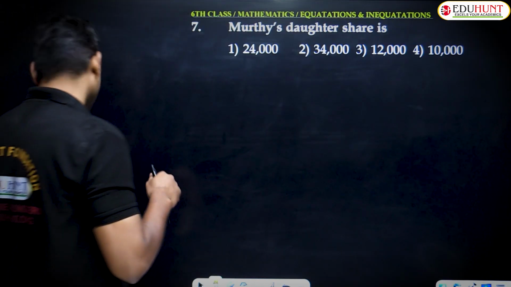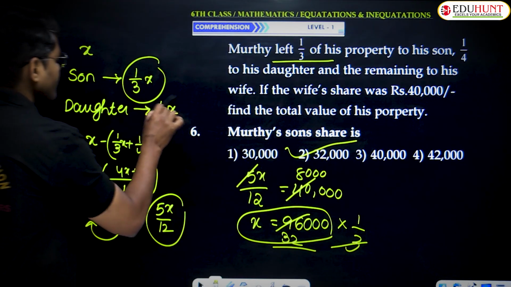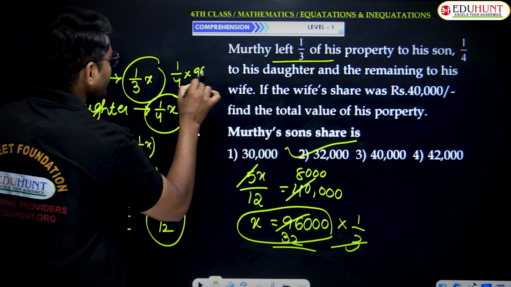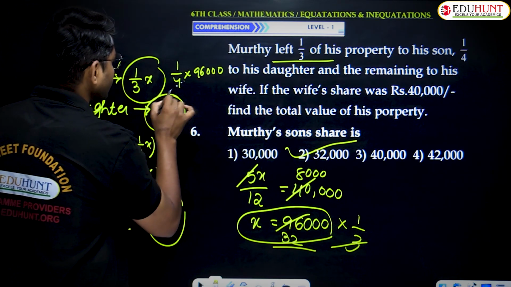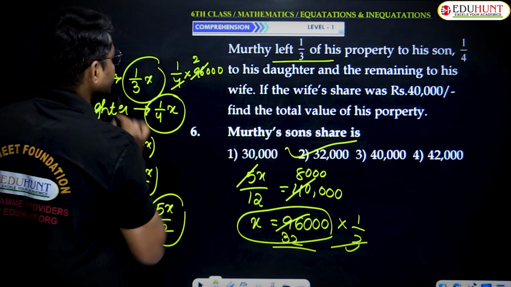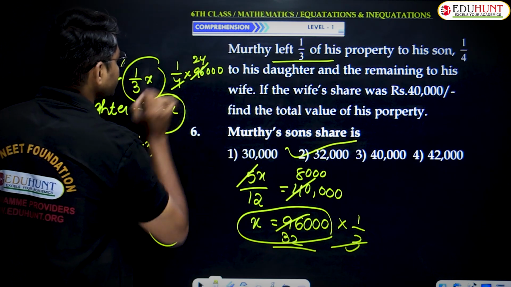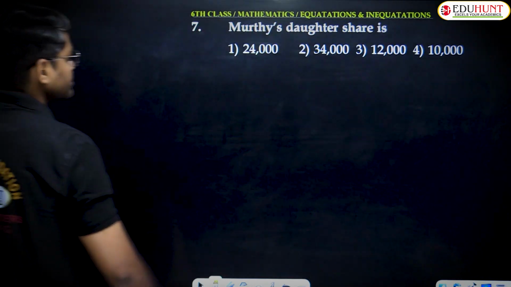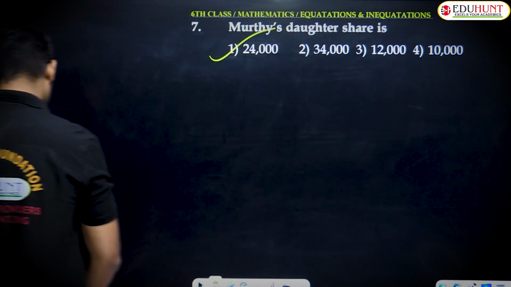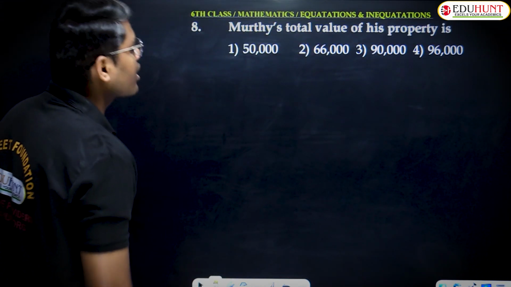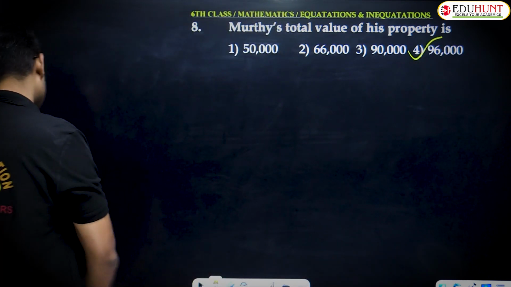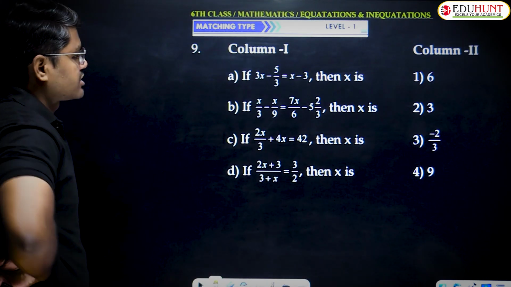Murthy's daughter's share. Daughter's share is 1 by 4x. 1 by 4 into 96,000. 4 2s 8, 4 4s 16, 24,000 is daughter's share. That is option 1. Murthy's total value of his property is 96,000 rupees. That is x value.